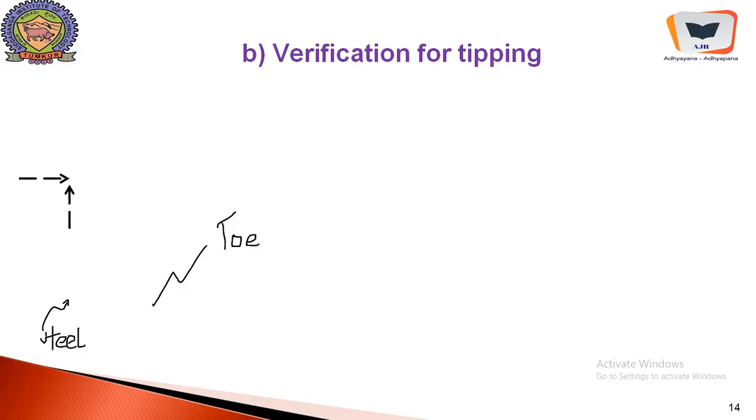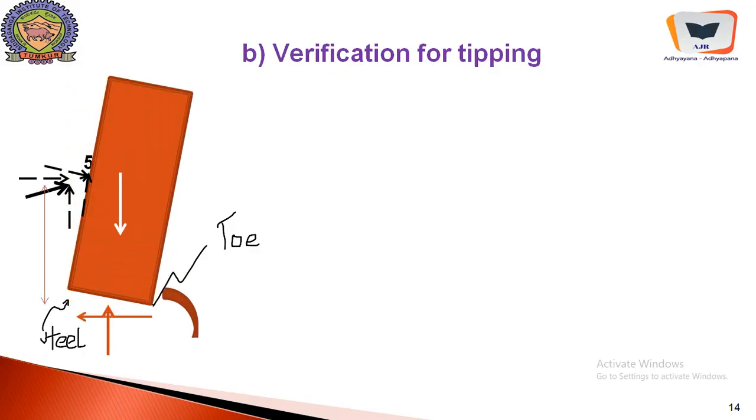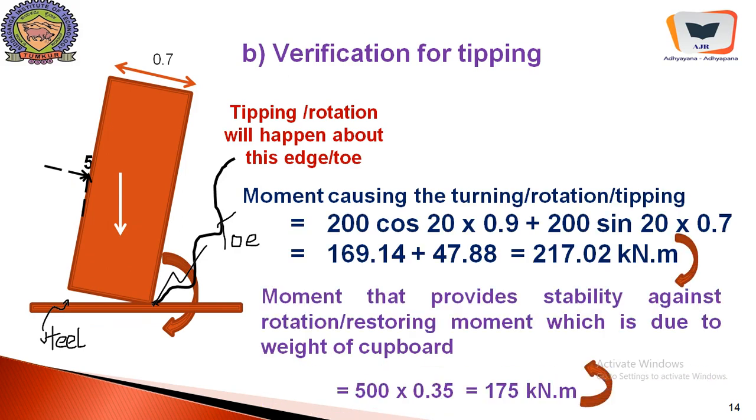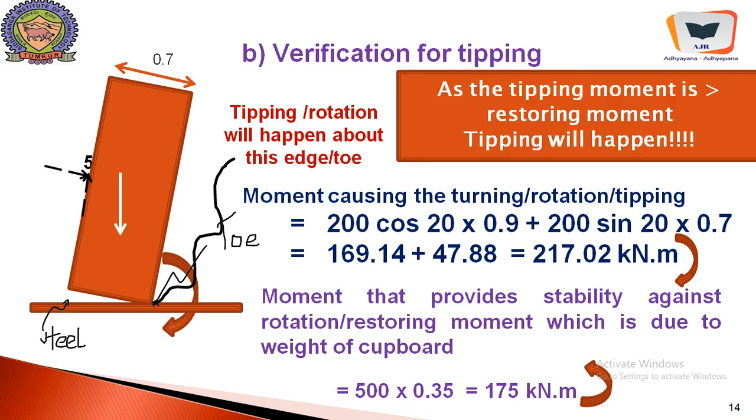So we covered example number 6, and these are all the things. We need to take moments with respect to the toe, not with respect to the heel. If the cupboard is replaced by a person, we will have the heel over here and the toe over here, and if you are pushed from the back, we are going to tumble and fall on our face to the ground, unable to sustain the moment generated at our toes. As the tipping moment is greater than the restoring moment, tipping will also surely happen.